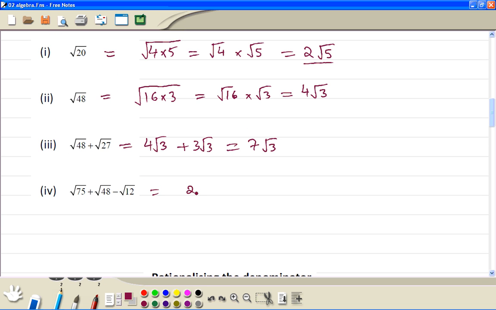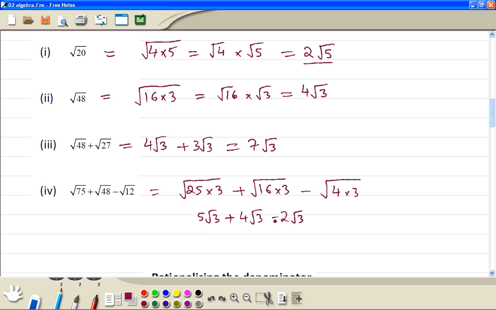75 is 25 times 3, and square root. 48 is 16 times 3, minus, now 12 can be written as 4 times 3. Then the 5 comes out here, 4 comes out here, 2 comes out there, so 5 plus 4 minus 2, so this is 7 root 3.